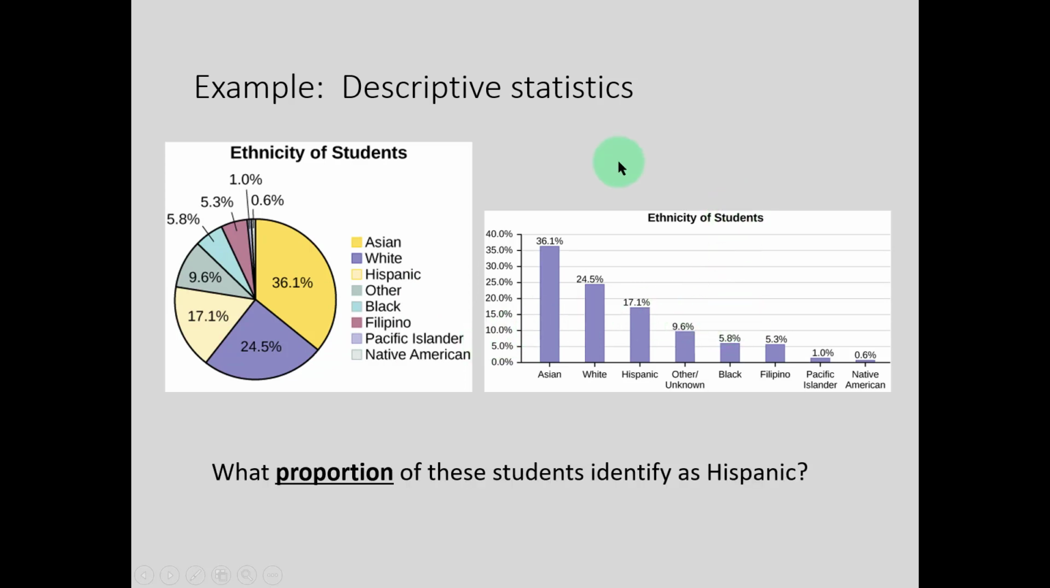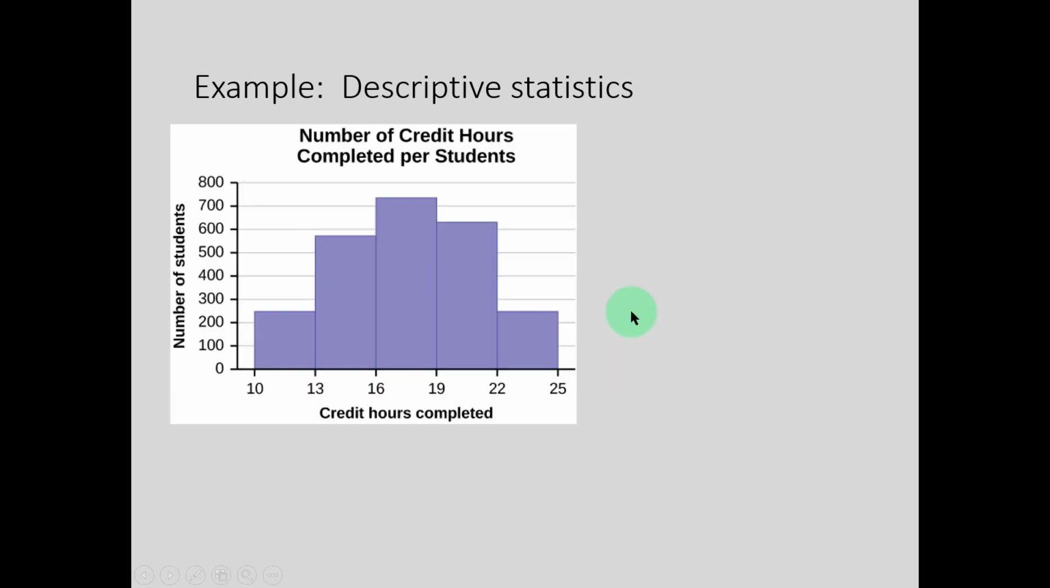If I were to ask you a question, could you analyze these images and report the answer? What proportion of students identify as Hispanic? Well, if I look at the pie chart here, light yellow, about 17.1%. But I could have also done that over here with this bar chart. Let's look at another example.